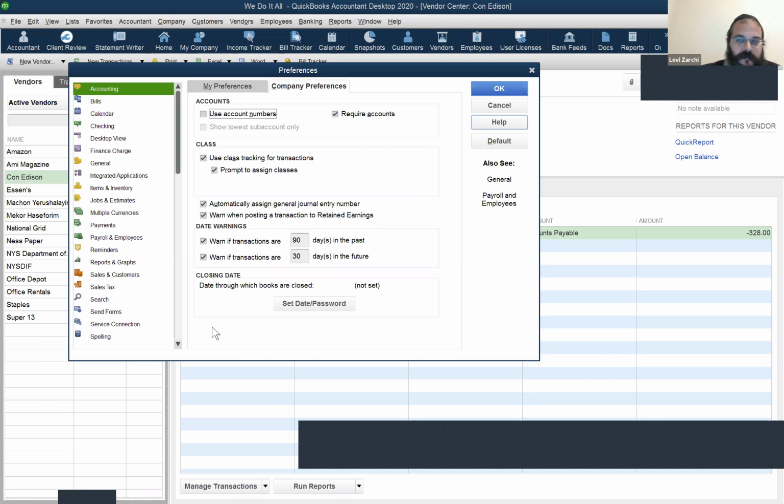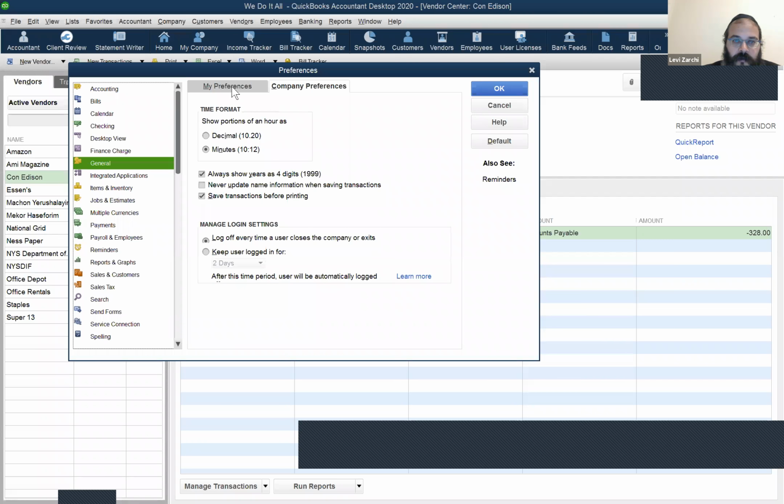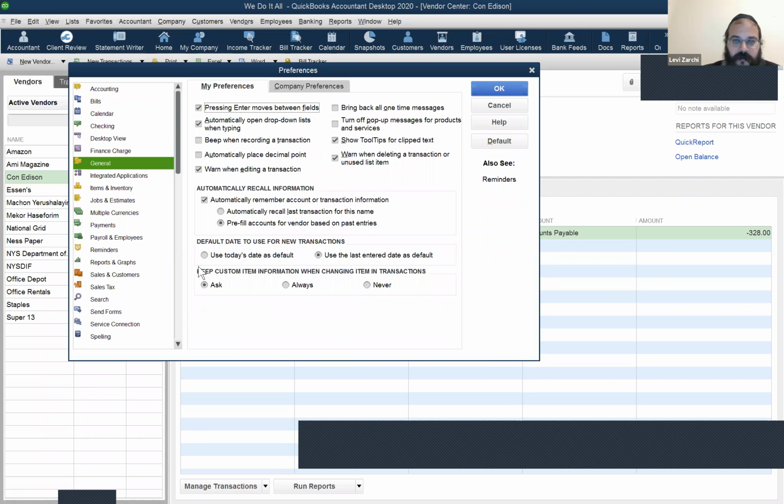Okay, so that is for the accounting manual. Now you have general. Let's go to My Preferences first. And here it's more busy. We can have pressing Enter between fields; besides Tab, we can also press Enter to move between fields. Automatically open drop down list for typing, that's very good. We just type in one or two letters, I type in the E, and it already fills in Essence because it knows there's only one E. Otherwise, I have to type out the whole word.